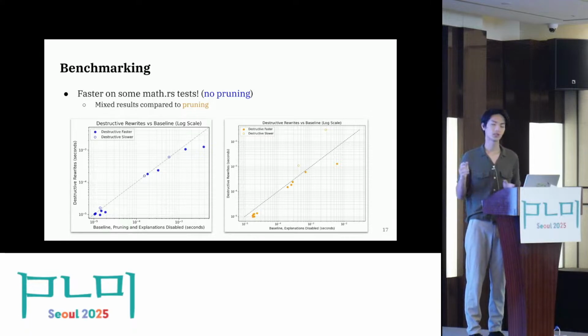So it basically shows that pruning and destructive rewrites end up as a wash when you compare them, which is nice because it means that my approach is sort of doing something similar to pruning, where it's able to remove enough e-nodes and e-classes from the e-graph to prevent the e-graph from getting too large and slowing down equality saturation.